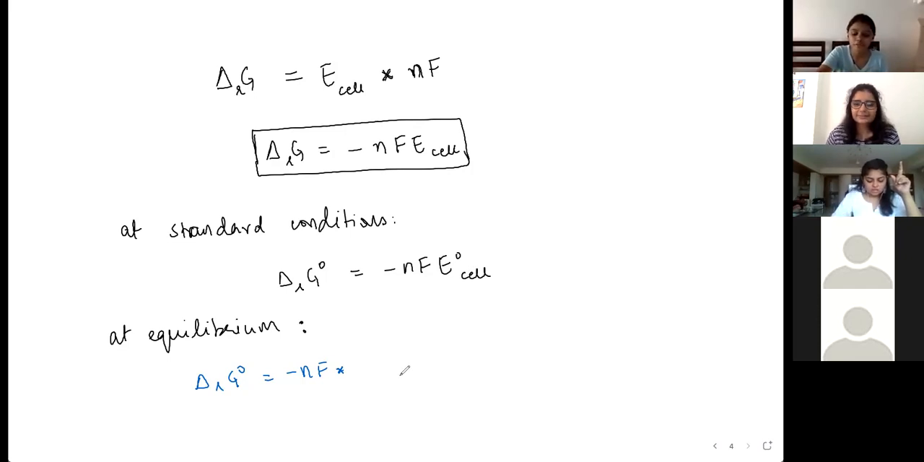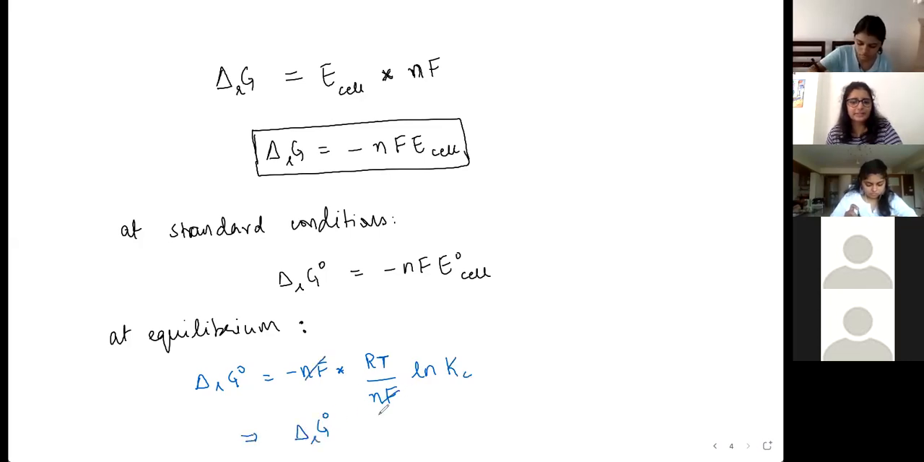It's RT by nF, ln Kc. Because it's written at equilibrium, you can check, turn your page back. So nF will get cancelled, which means that Gibbs free energy at equilibrium at standard conditions will be equal to minus RT log Kc.